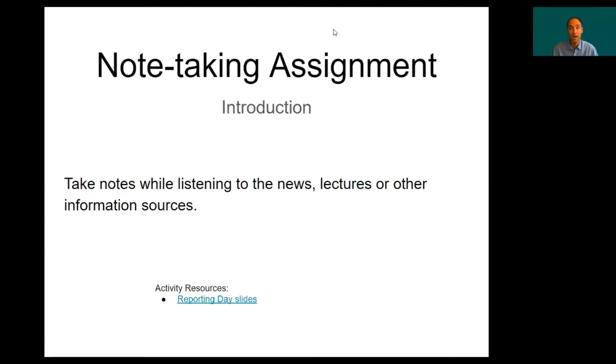And to summarize the entire note-taking assignment in just a sentence, it's to take notes while listening to the news, lectures, or other information sources, mostly news and lectures. So that's what you're going to be doing. You'll be listening to the news, you'll be listening to lectures, and taking notes, okay? The rest of this introduction is taking that and just filling in the details, okay?